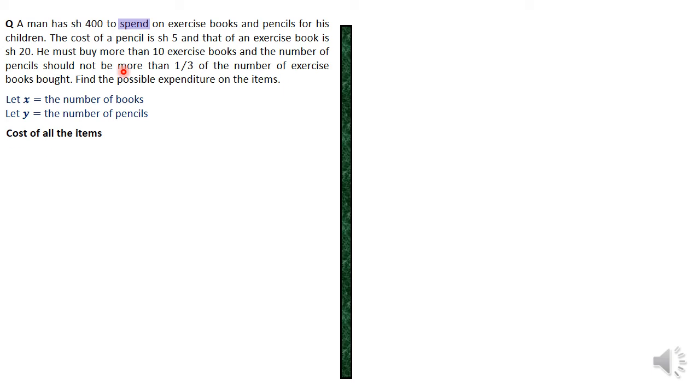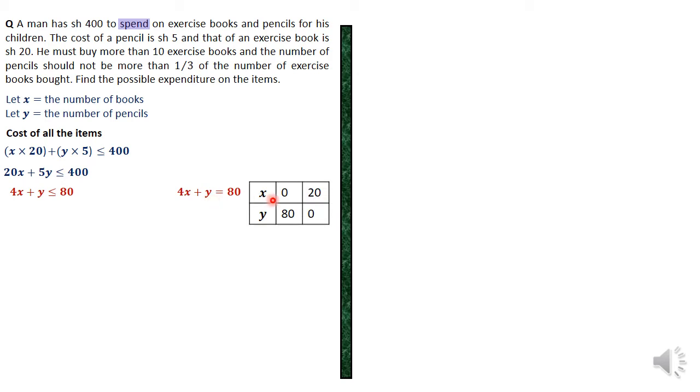That tells us that if we have x times 20, x being the total number of books times the cost per book, plus y times 5, y being the total number of pencils and 5 the cost per pencil, it should not be more than the amount that he has to spend, which is 400, and therefore it's less than or equal to that, giving us the inequality that you have there, which you can simplify to 4x + y ≤ 80. And that gives us an equation, this one here. If you set x to be 0, you get y is 80, and if you set y to be 0, x is 20.